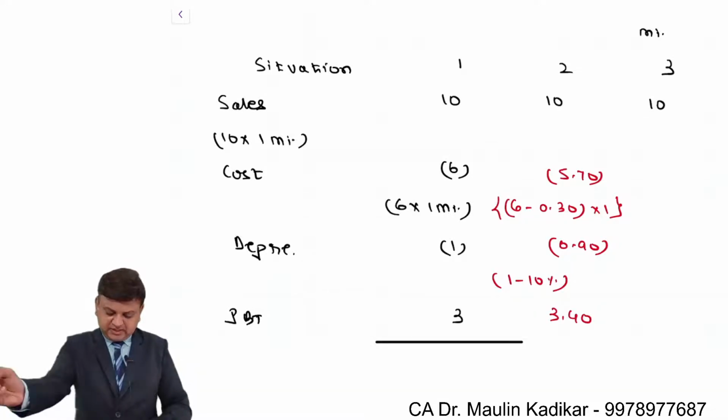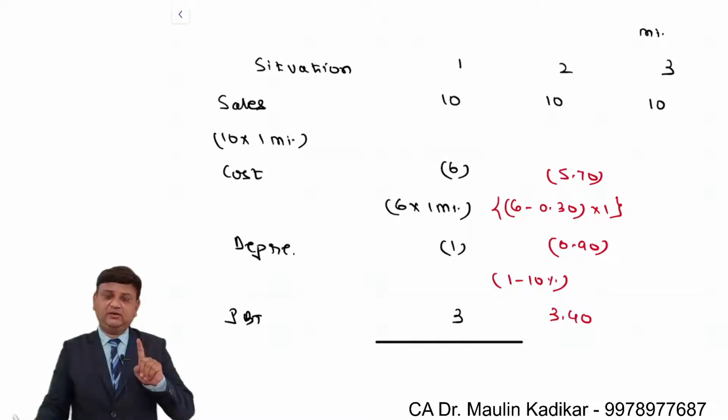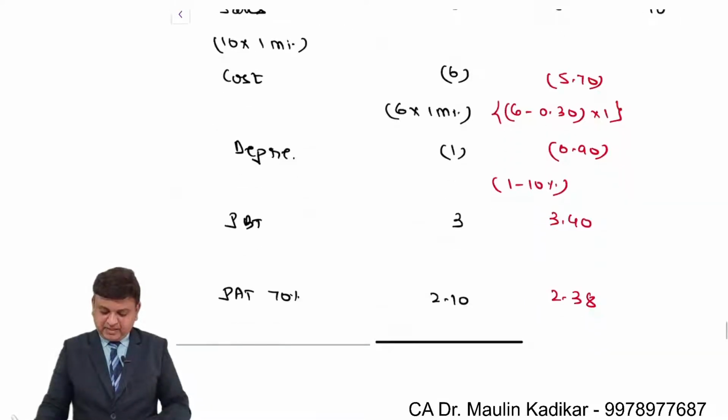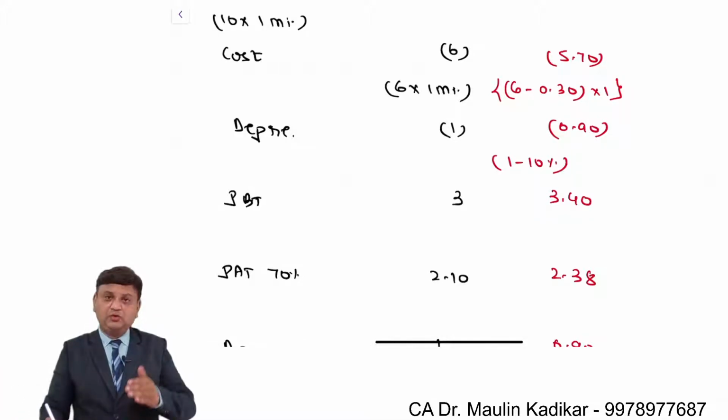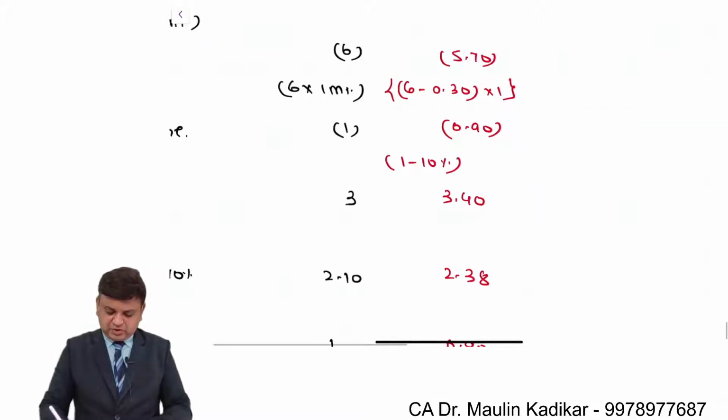In the third case, the sales value is the same, 10. Why? Because we are going to export the product. As far as the variable cost is concerned, in that case it is going to reduce further, by 0.15. So it is 6 minus 0.45, into 1.